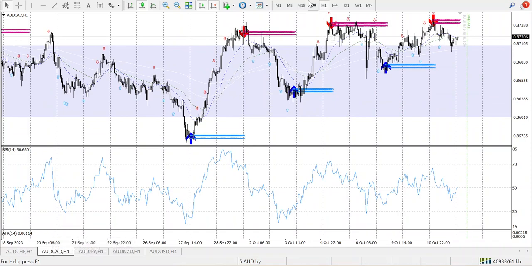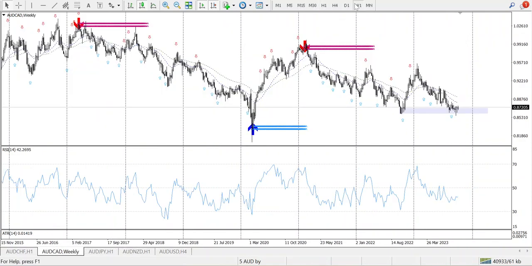Coming to AUD CAD. Weekly. Wow. It is at a support area. But I can't say double bottom. For a double bottom to be valid, it should be below the first bottom, below the 30 level. The second will be above, but I can see the divergence here, and the level is correct, but divergence is here, so that can be a chance for the weekly.